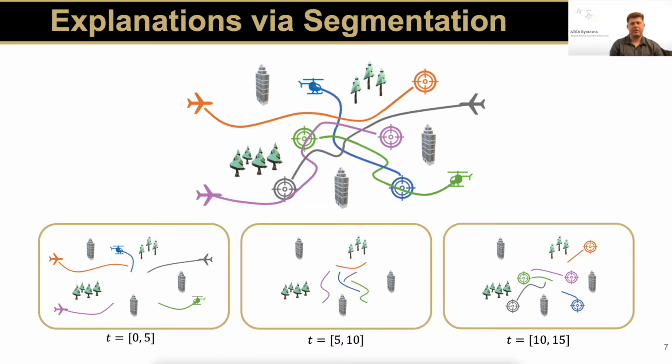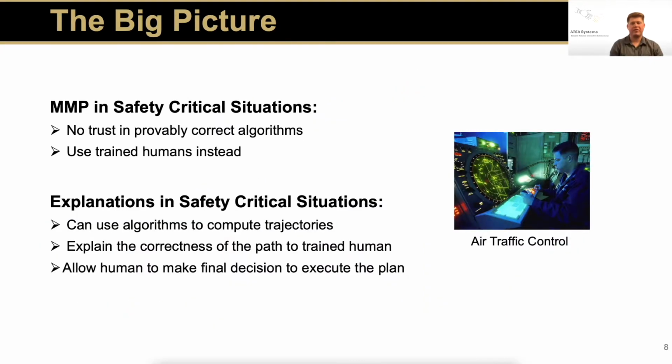But this begs the question, why do we even care about explanations? Well, within safety critical situations, there is little to no trust in provably correct algorithms. Rather, trained humans are used. And this can easily be seen in the realm of air traffic control, where we use human air traffic controllers rather than MMP algorithms. Explanations allow us to solve this problem more efficiently.